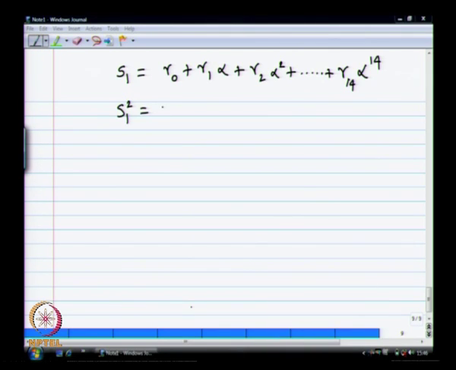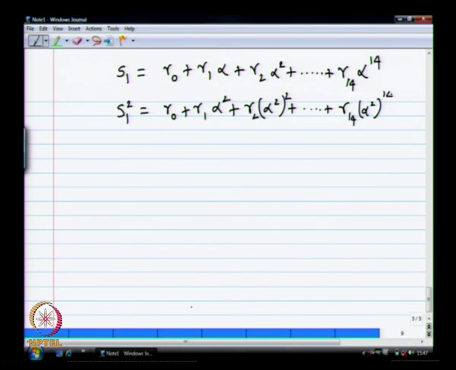So, this becomes simply R0 plus R1 alpha squared plus R2 alpha squared whole squared plus so on till R14 alpha squared raised to the power 14. Okay, the reason is Ri squared is equal to Ri. Okay, so each of these guys are binary. Okay, so this is the same. So in fact, what is this?